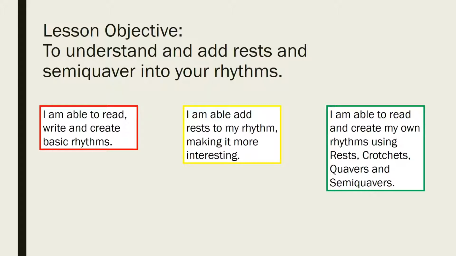So with the yellow box in the middle, as it says, I'm able to add rests to my rhythm to make it more interesting. So we can have like tea, coffee, rest, coffee, which is kind of a bit more interesting because it's creating that different space, that change. And lastly, the green box on the right, once you've done the first two boxes, you are able to read and create your own rhythms using rests, crotchets, semiquavers and quavers. So all four joined together, creating a much more interesting idea and much more interesting rhythms because there's so much more change and speed in the rhythm.